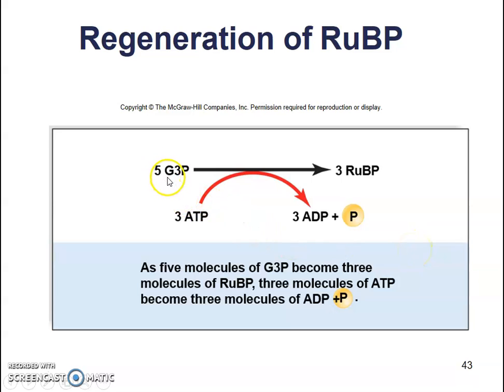We start with 5 G3Ps. We use 3 molecules of ATP, and we regenerate 3 molecules of RUBP. As 5 molecules of G3P become 3 molecules of RUBP, 3 molecules of ATP become 3 molecules of ADP plus P. So basically, the ATP is used to make the RUBP.